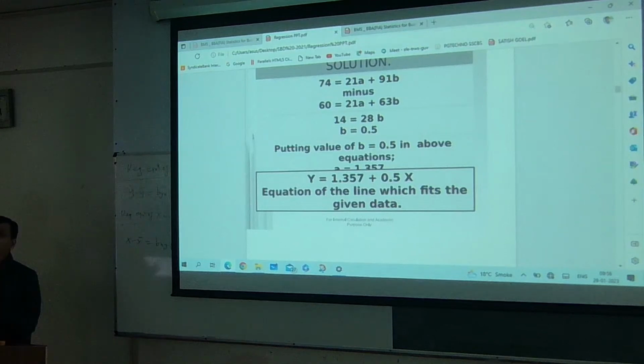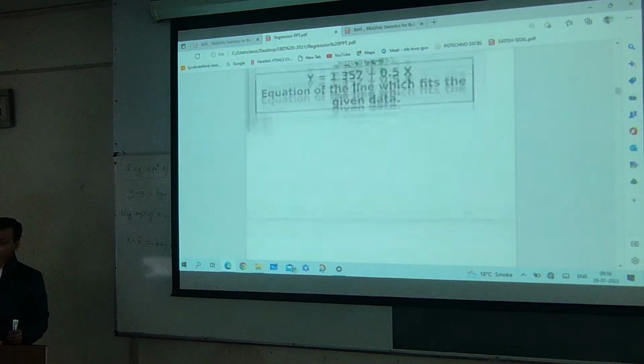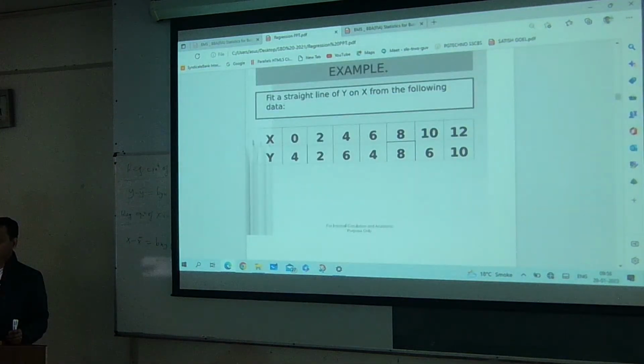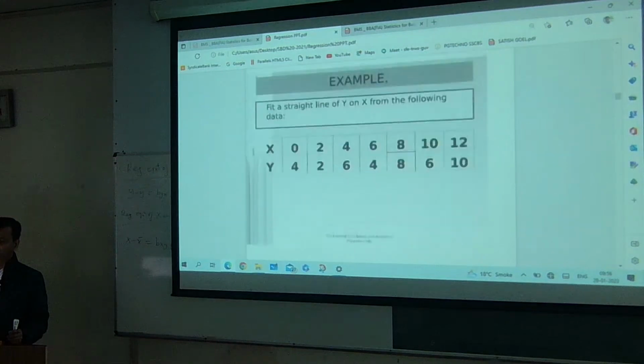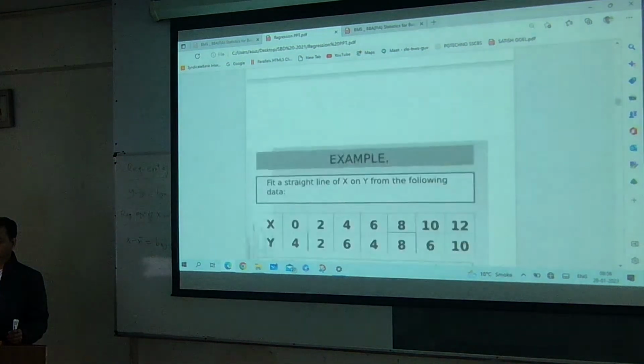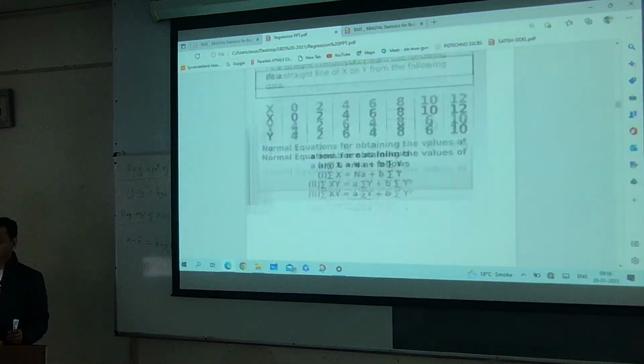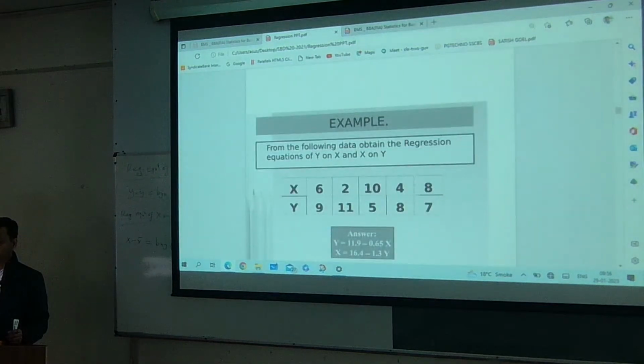So there are many formulas through which you can find a and b. You may remember any one. Okay. Similarly, you can see another example. Again you have to find y on x. So again you calculate all these things. Okay, and you find this equation.